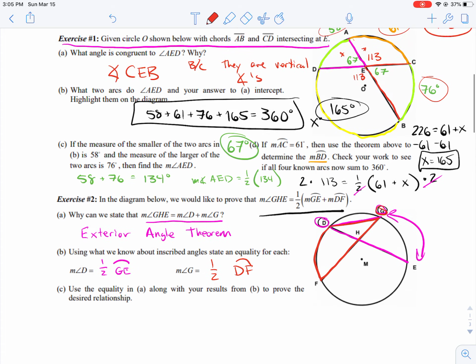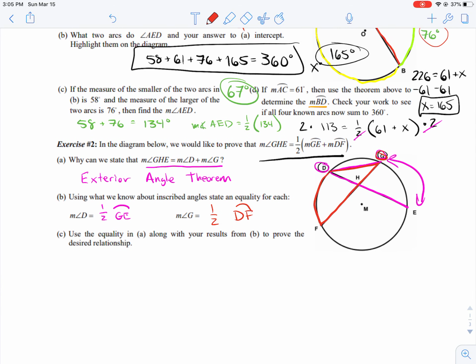Using the equality in A along with the results from B, prove the desired relationship. So I'm going to say the measure of GHE is equal to the measure of D plus the measure of G. And then using substitution, I'm going to say that it equals 1/2 the arc of GE plus 1/2 the arc of DF.